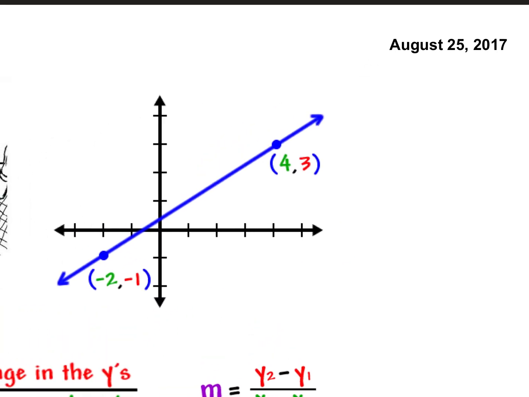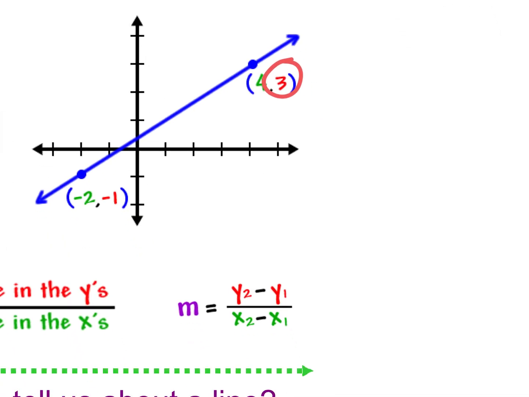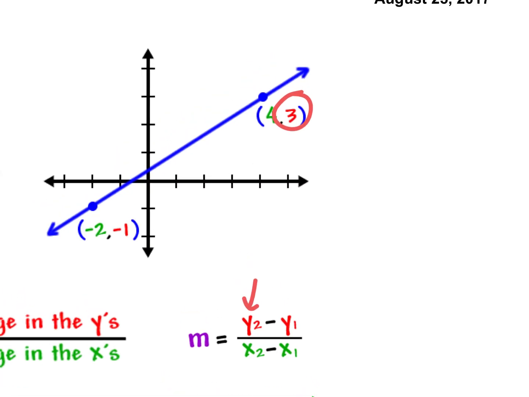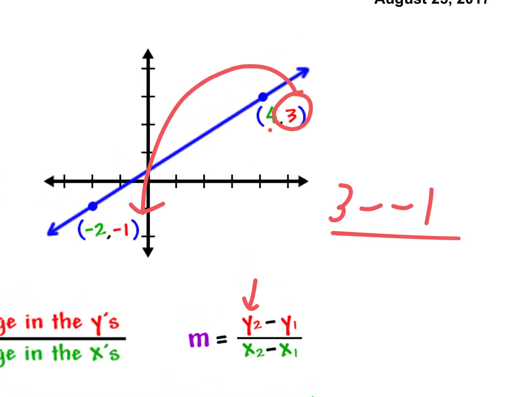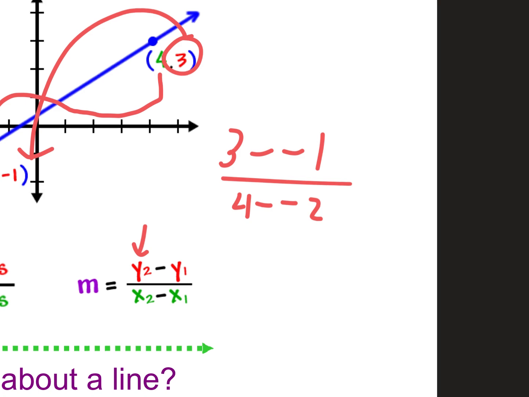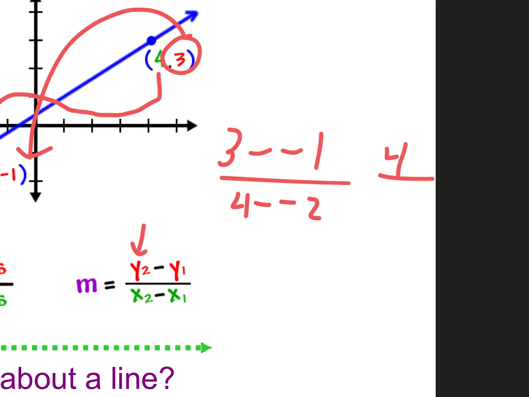So when we give you 2 points, here is a process that you can use. Just take the last number you have. The last number. Okay? Because if you read your points from left to right, then that's going to be a y, and that will be like y sub 2. And then you go that minus that. So 3 minus -1 over 4 minus -2. So that's like 4 over 6, which is 2/3.